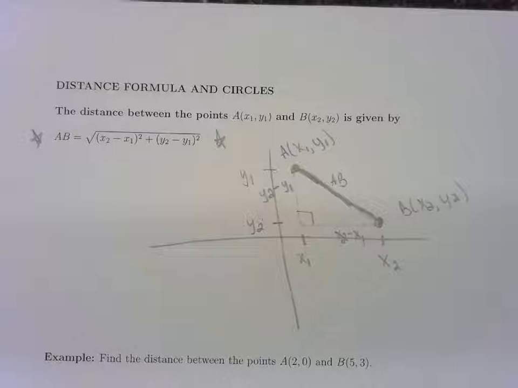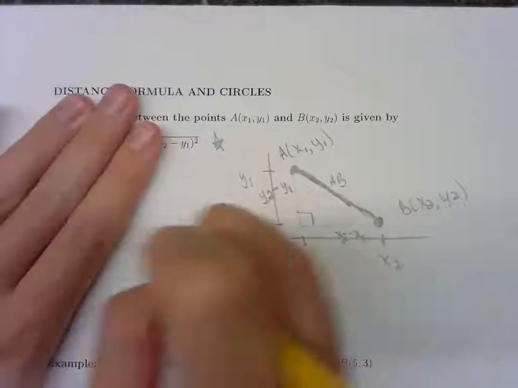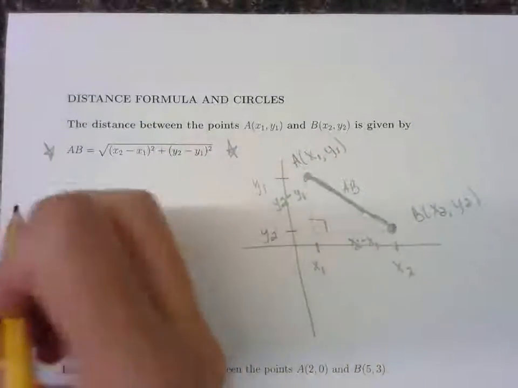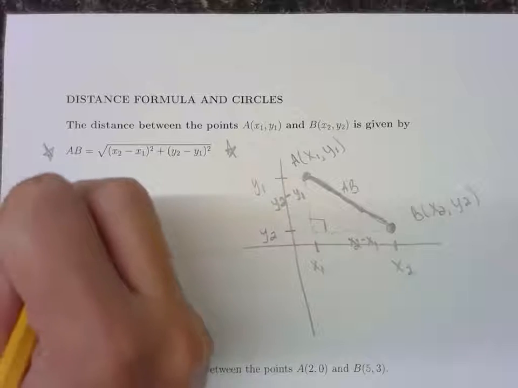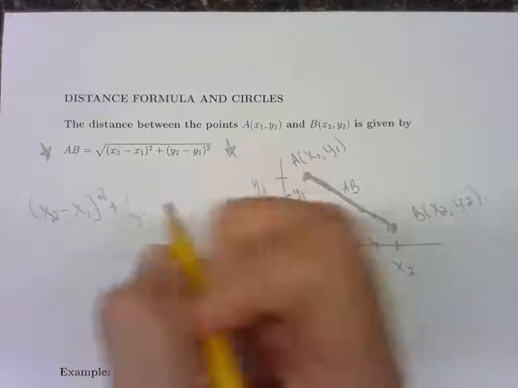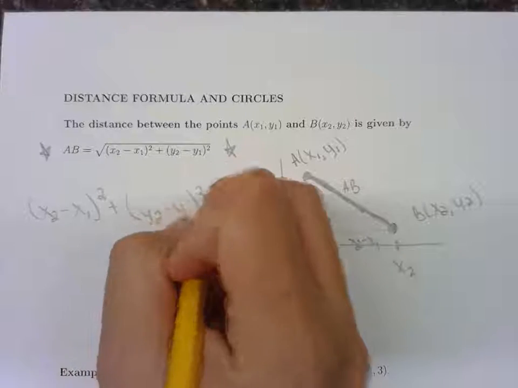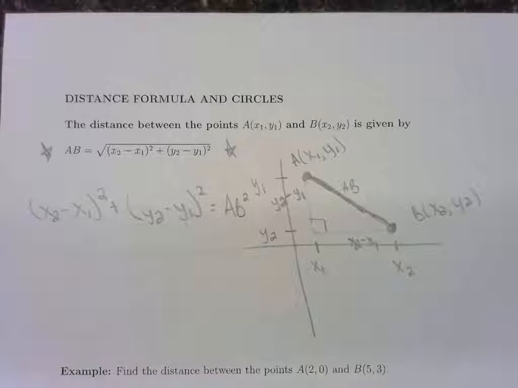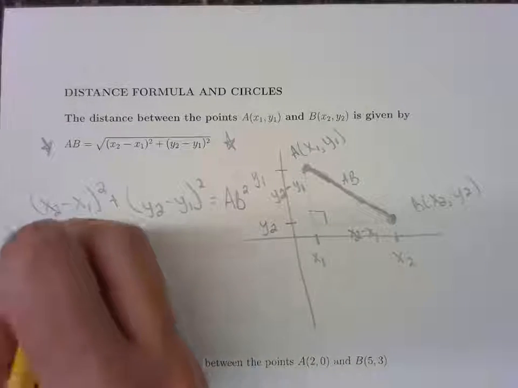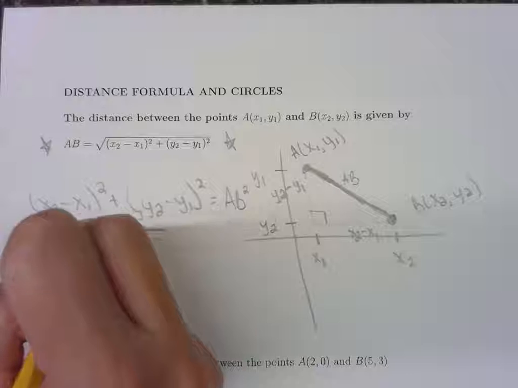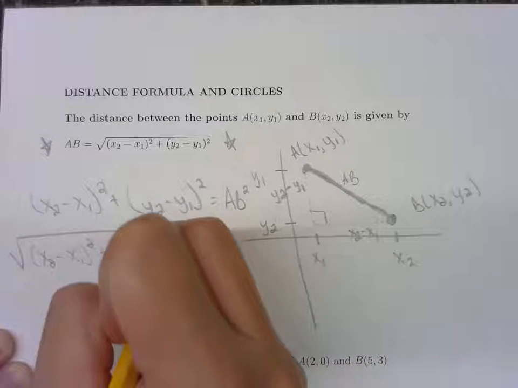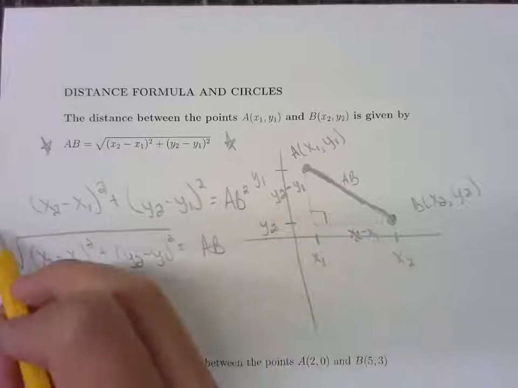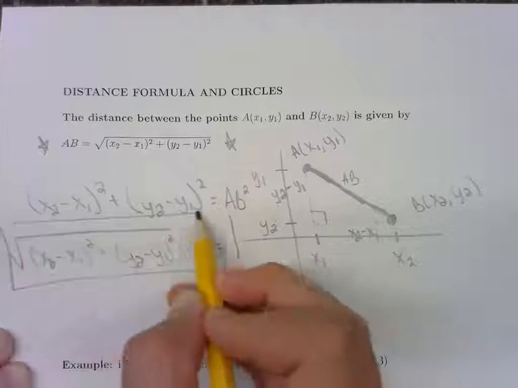Okay, so we have a leg, and the hypotenuse. I'm going to go ahead and write out the formula for my Pythagorean theorem. So we have leg squared, (x2 minus x1) squared, plus the other leg, (y2 minus y1) squared, equals the distance AB squared. So leg squared plus leg squared equals hypotenuse squared. And we want to solve for AB, so we just take the square root of both sides. The square root of (x2 minus x1) squared plus (y2 minus y1) squared gives us AB. So that is where the distance formula comes from. It's just from a right triangle.